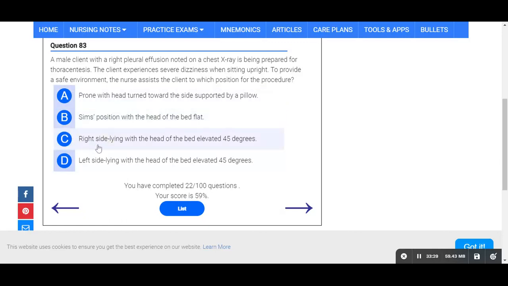Okay, this is why I must review what the positions are. I know what a prone is, but Sims position, I have to review it. I have a picture in my mind, but I'm not quite sure because of the loads of information we have here. So the Sims position, the person is lying on the left side. Okay, so this is how it is.